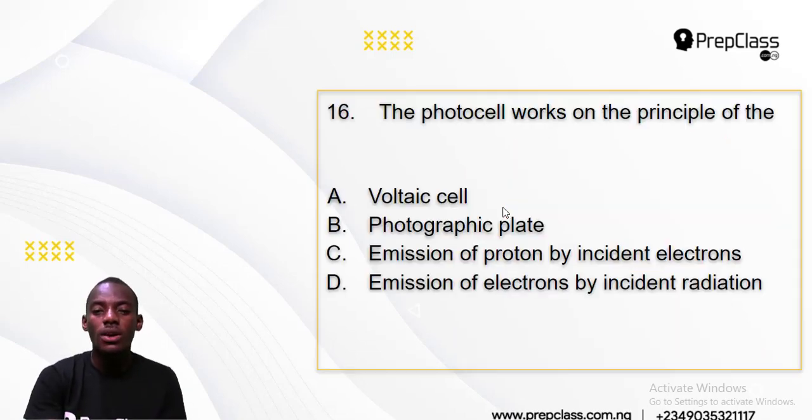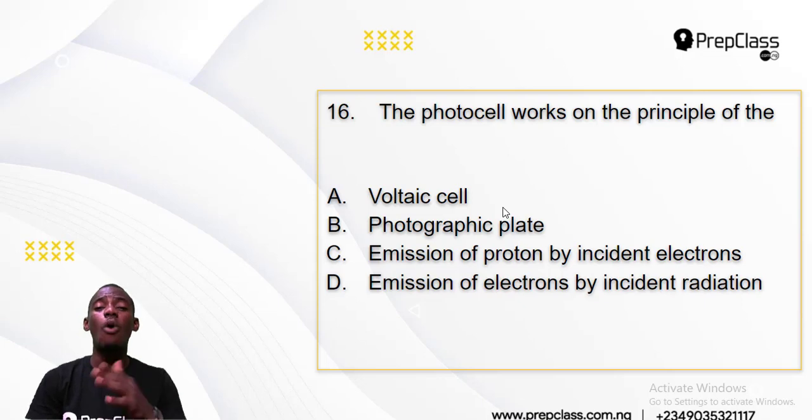Let's talk about question number 16. The photocell works on the principle of the what? Now, this is the principle that opens doors in eateries without you using the handle. As you approach, the door opens automatically. That is the principle of the automatic door. It is that which makes the door open that is called the photocell.